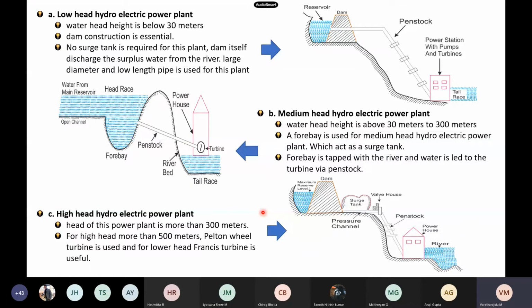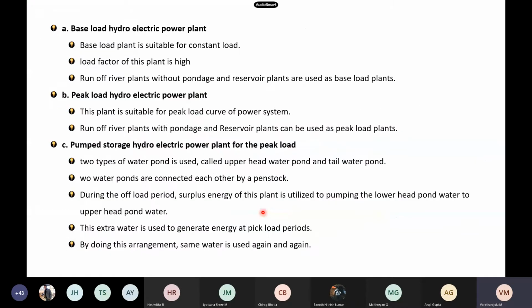Yes, base load hydroelectric power plant. The load factor of this plant is high, and it is suitable for a constant load. Run-off river plants without pondage and reservoir plants are used as base load plants. Concerning peak loads, this plant is suitable for the peak load curve of the power system. Run-off river plants with pondage and reservoir plants can be used as peak load plants.